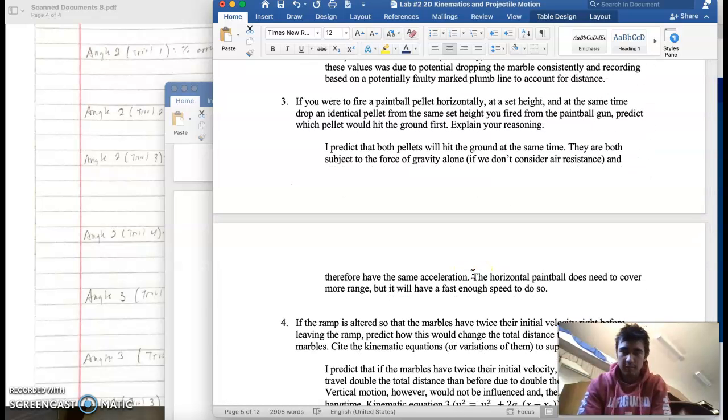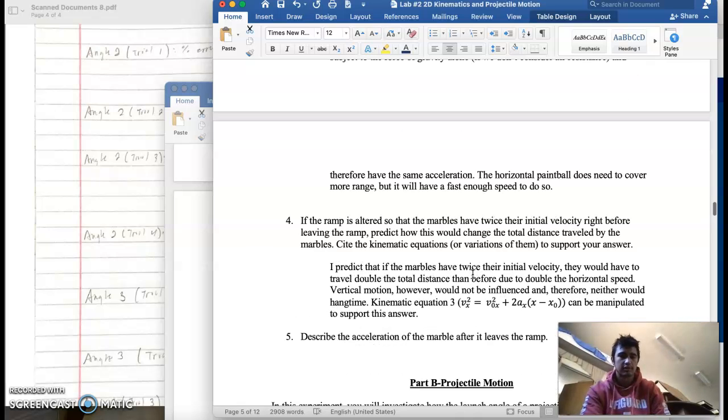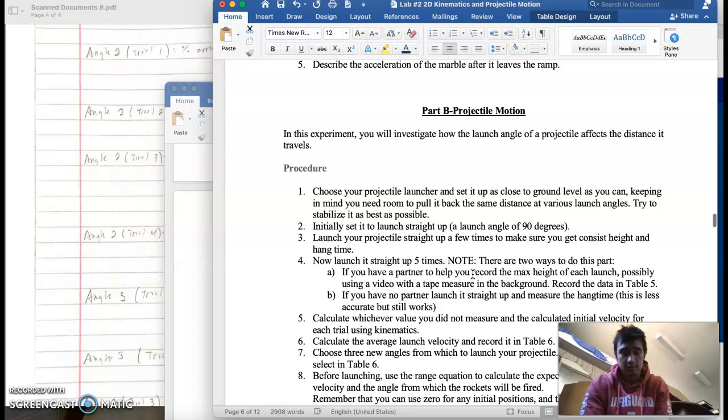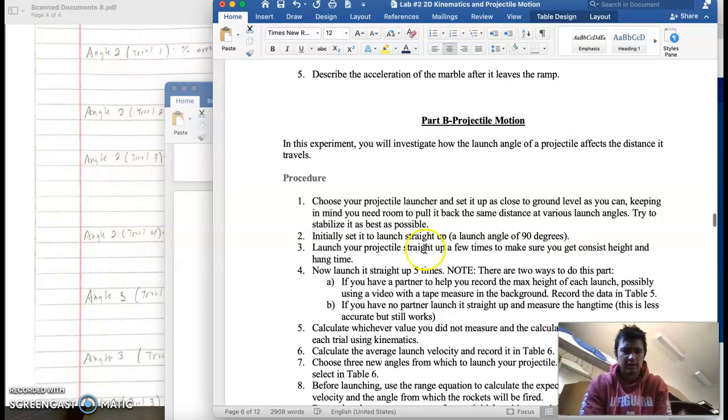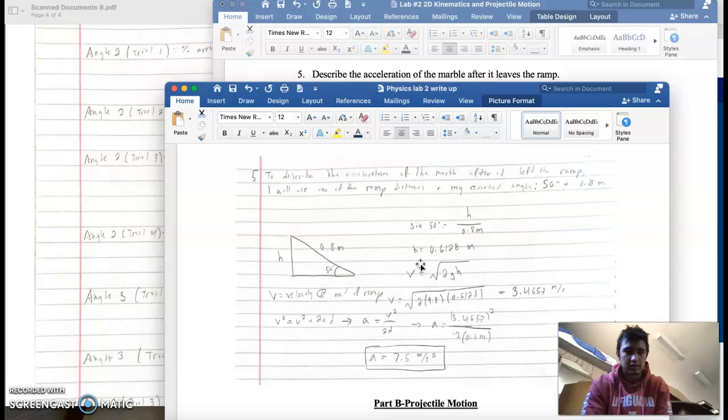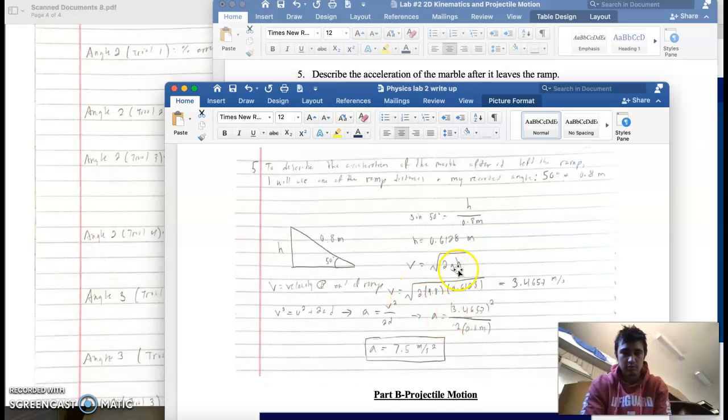I predict that the paintball pellet, horizontal and just drop vertical, will fall at the same time, hit the ground at the same time. If the ramp is altered to give twice the initial velocity, then it's going to give twice the horizontal speed, or double horizontal speed. And then describing the acceleration, there's an acceleration here, just to spell that out a little bit.